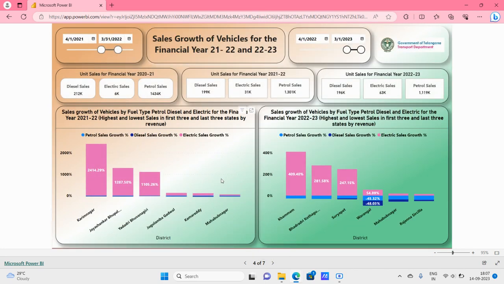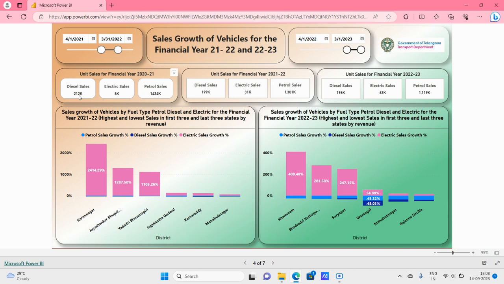Now we will go to the sales growth of vehicles for the financial years 21-22 and 22-23. We can see from the unit sales figures that electric sales are increasing day by day. Electric sales for 2020-21 were 6,000. It increased in 21-22 to 31,000. That is a lot of increase. And in 22-23 it doubled, from 31,000 to 63,000. The other sales have been decreasing, as we can see.